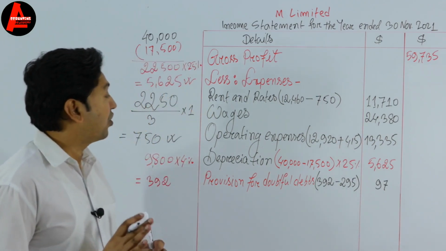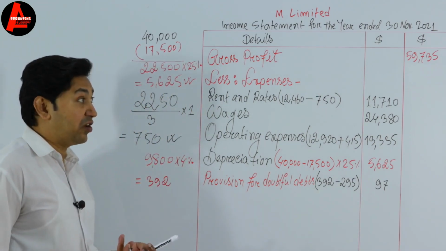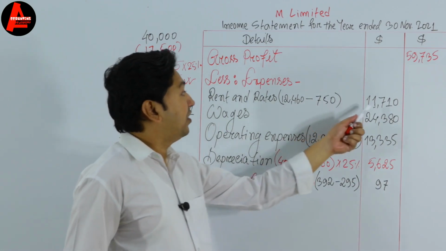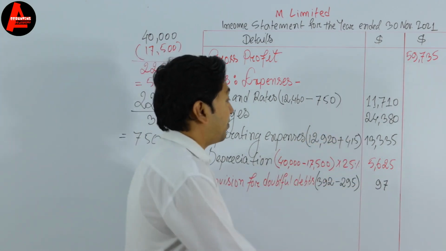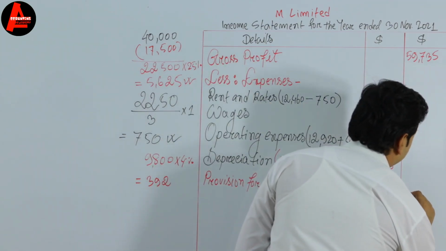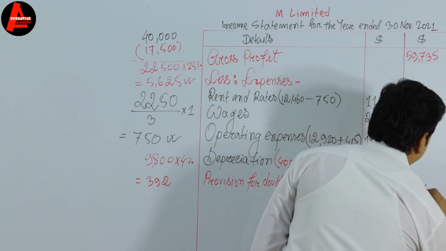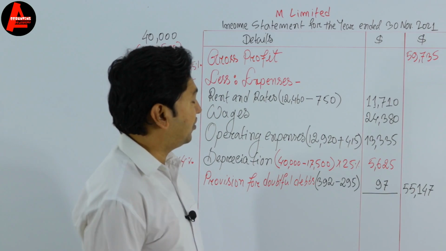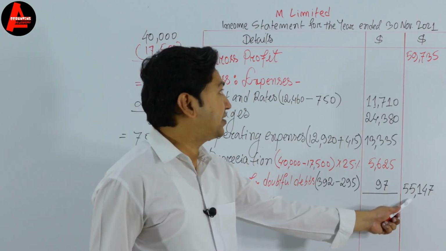So here we wrote everything. We have nothing more. So what to do now? We need to check our total expenses. Here we have these five. If we sum up, after the addition we get $55,147. So these are our expenses.